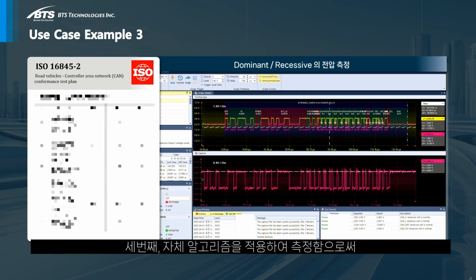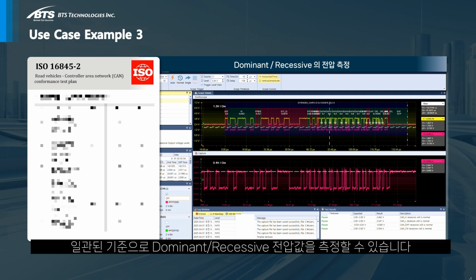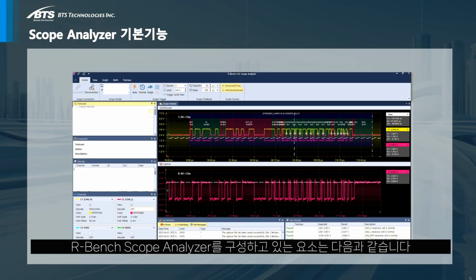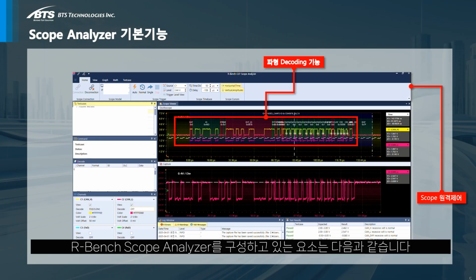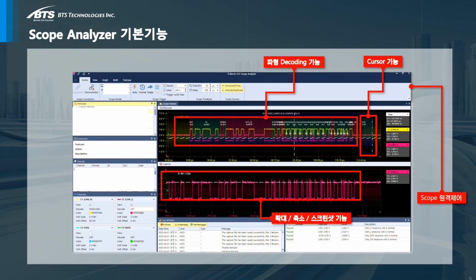Third, by applying the built-in algorithms during measurement, the ScopeAnalyzer provides a consistent reference for dominant and recessive voltage levels and measures them in a uniform way. The main building blocks of the ScopeAnalyzer solution are as follows.